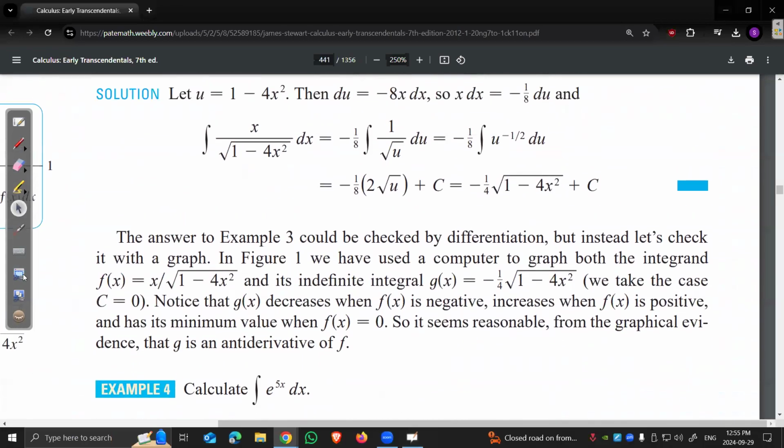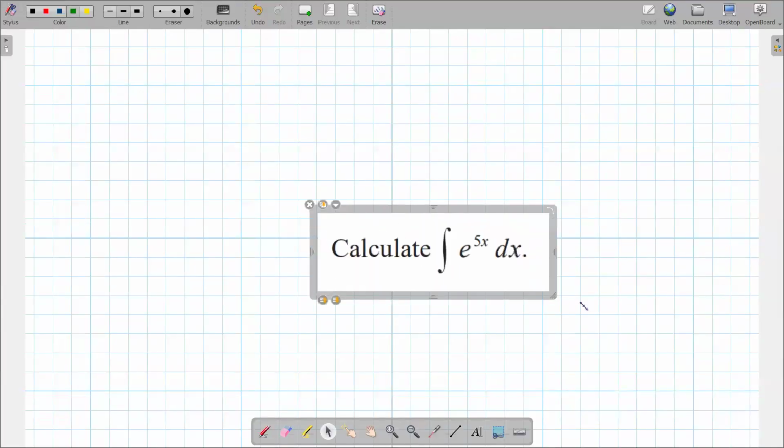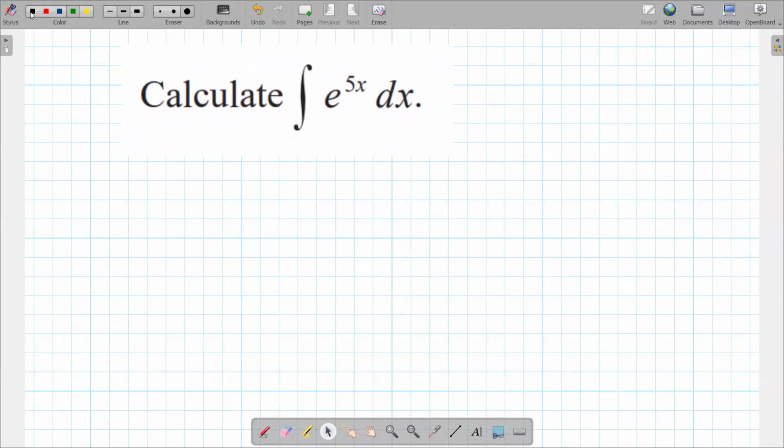This one, we don't even need to do a u-substitution because the only concern here is the 5, which is just a constant. Remember the integral of e to the x is e to the x. But let's say you have a number in front of the x, then the integral would be this exponent divided by that number, like that.